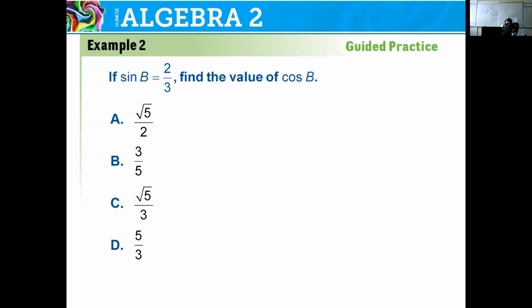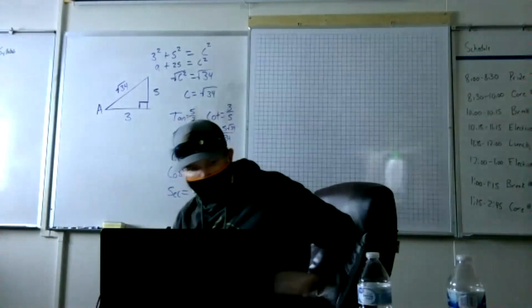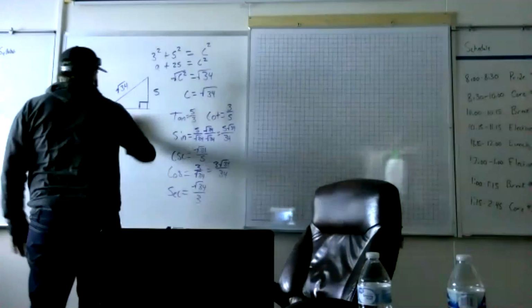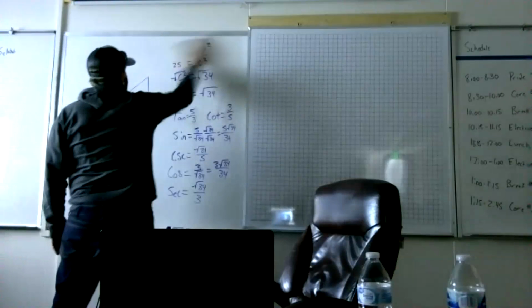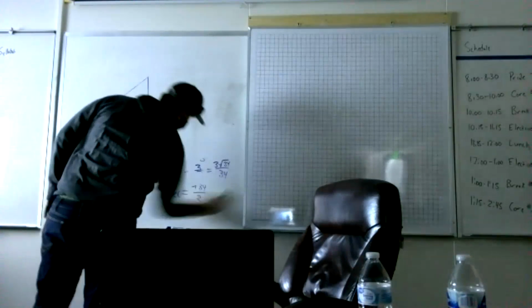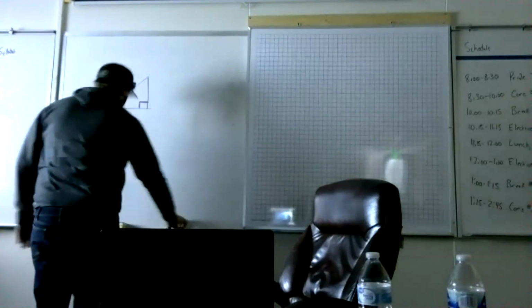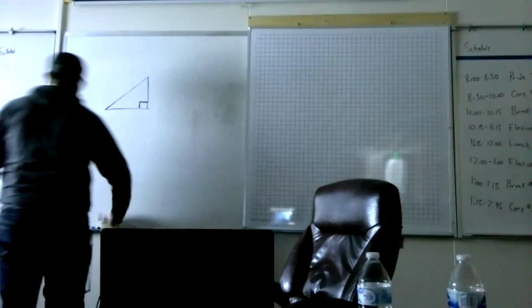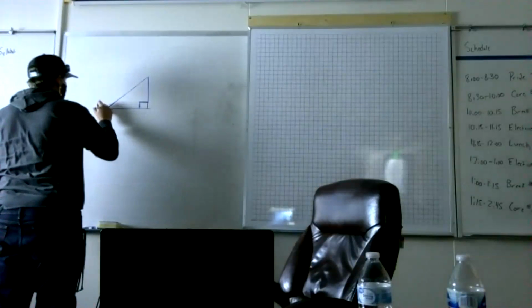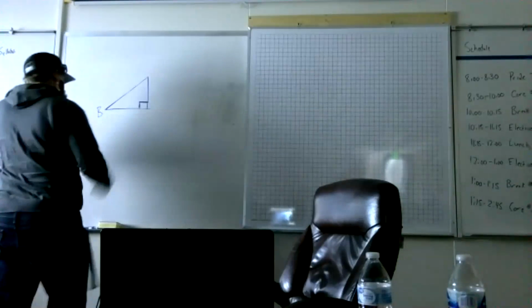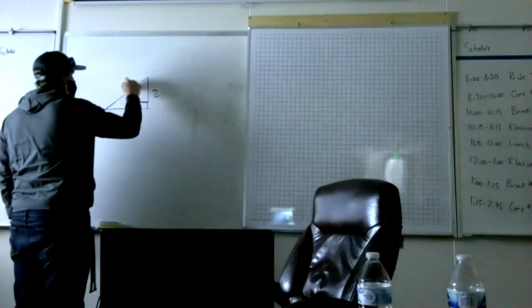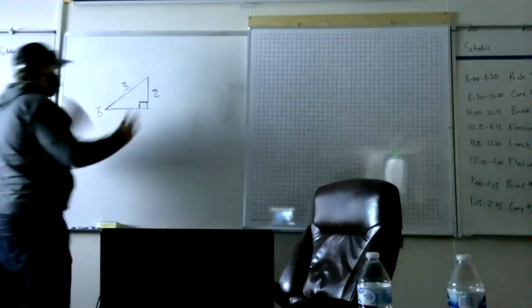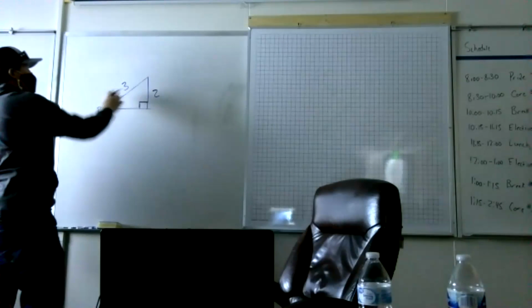Okay, if sine of b is 2/3, find the value of the cosine of b. This one is basically the same thing. If we erase it, I'm going to use the same diagram, I'm just going to replace letter A with B. So sine of B is 2/3. That means the opposite side is 2 and the hypotenuse is 3. So we'd have to use the Pythagorean theorem, but here we have the hypotenuse.